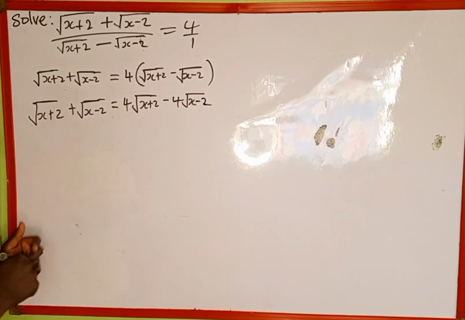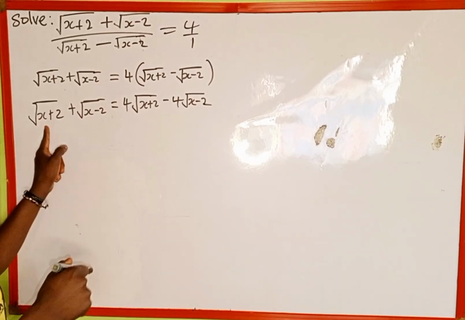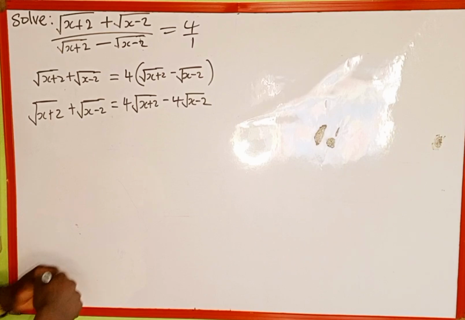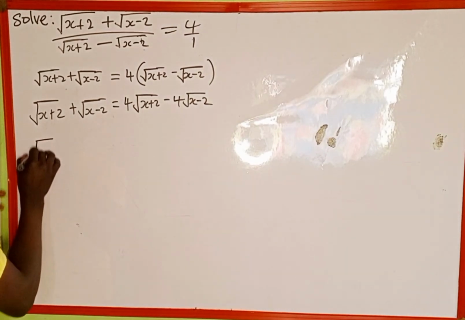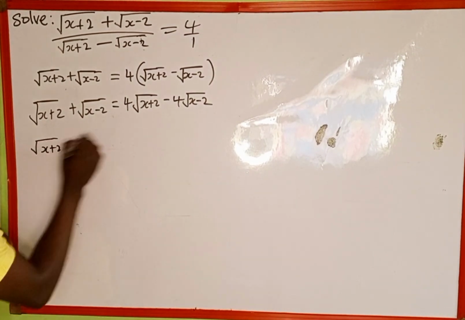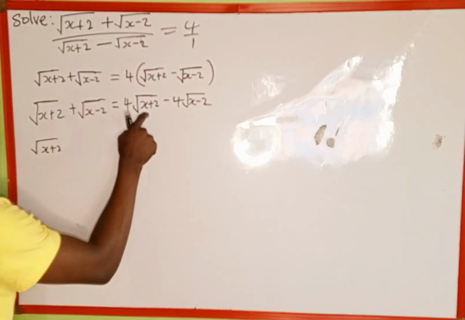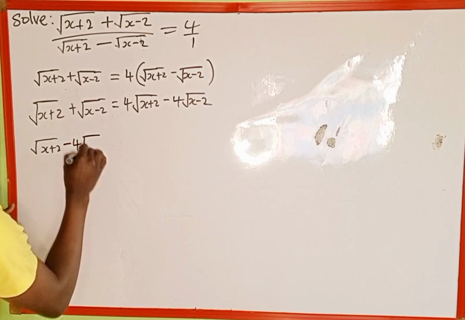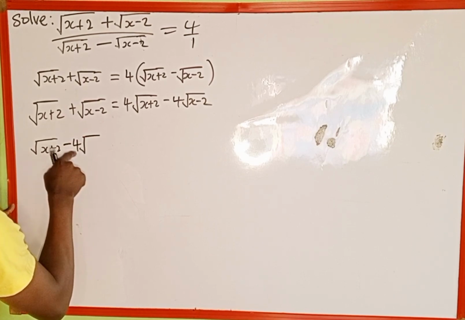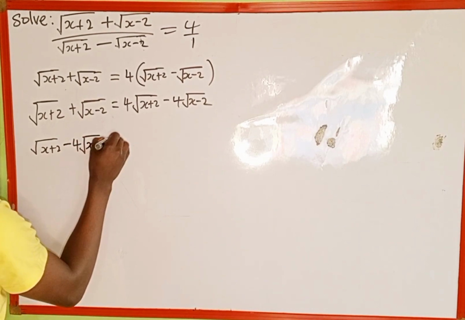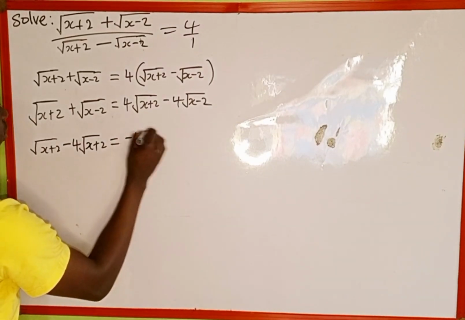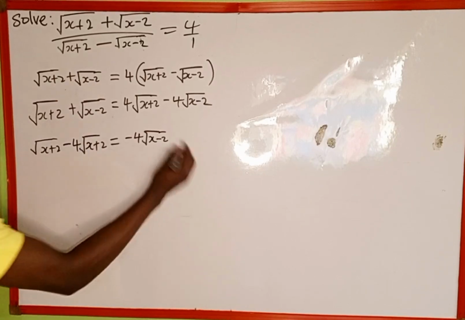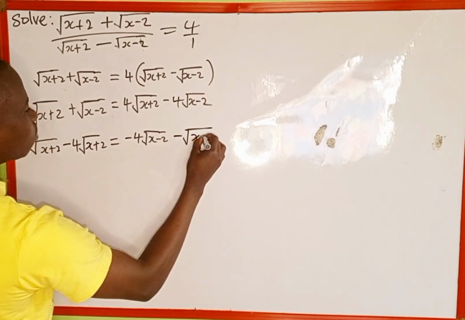The next thing we're going to do is to combine the like terms. Root of x plus 2, root of x plus 2, we bring them together. Then root of x minus 2, we take it to the right hand side. So we're going to have root of x plus 2. Then when this positive 4 root of x plus 2 crosses the equality sign, it's going to change to negative 4 root of x plus 2, which is going to be equal to negative 4 root of x minus 2 here. And where this positive root of x minus 2 crosses, it is going to change to negative root of x minus 2.